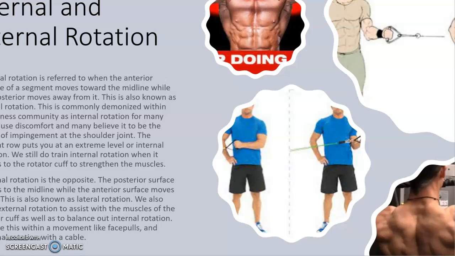But we also do train internal rotation itself. You can see right here. We train them for the muscles of the rotator cuff, but we just do it in a way that there's graded exposure where we work up to a tolerable level that we can handle and then eventually strengthen that.